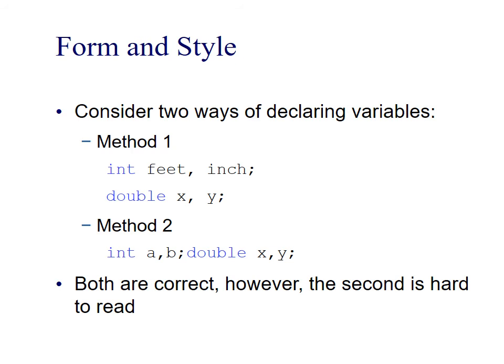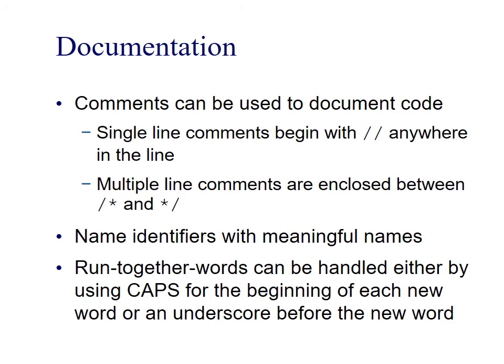Now the form and style of writing a program. Consider two ways: just put integer feet and inches, that's the types. For method 2, integer a comma b semicolon, double x comma b. Both are correct. It's up to you to have your own documentation.